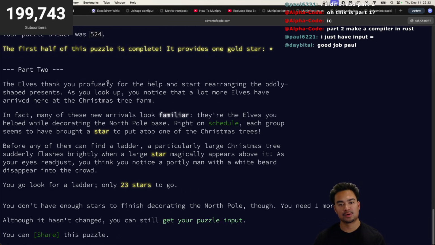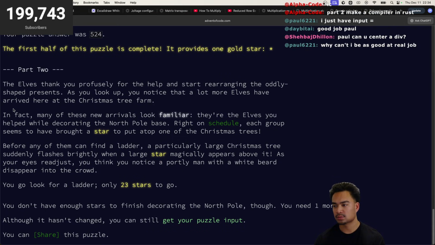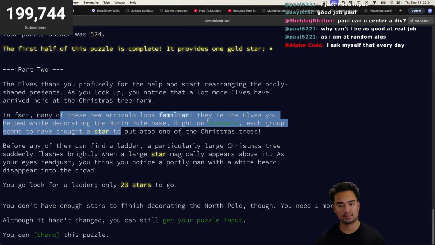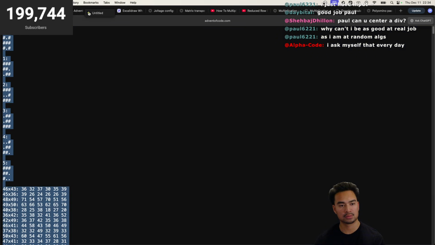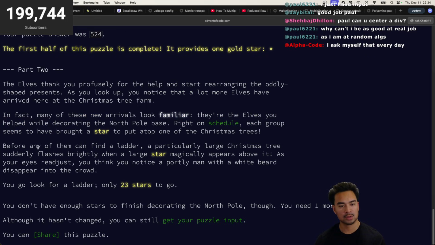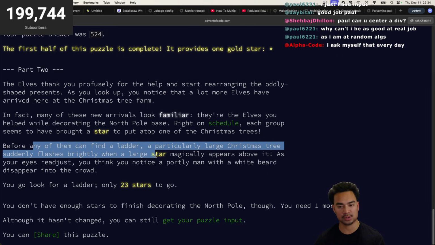The elves thank you profusely for the help and start rearranging the oddly shaped presents. As you look up, you notice that a lot more elves have arrived here at the Christmas tree farm. In fact, many of these new arrivals look familiar. They're the elves you helped. Find a ladder. A particularly large Christmas tree suddenly flashes brightly with a large star magically appearing above it.